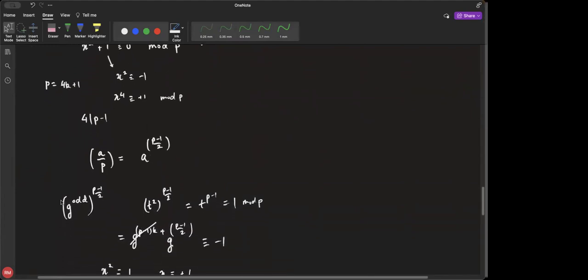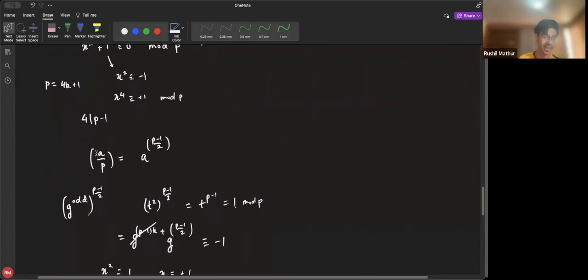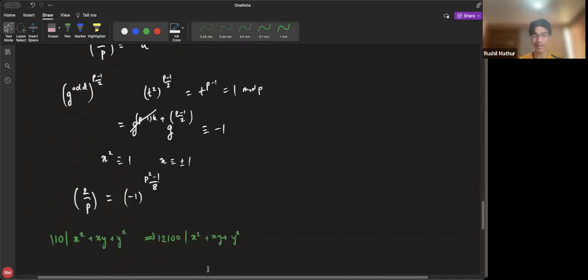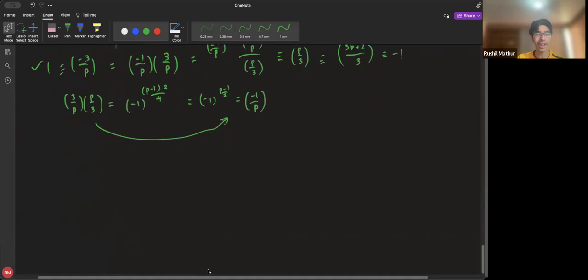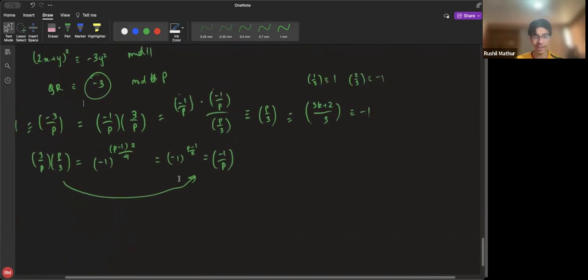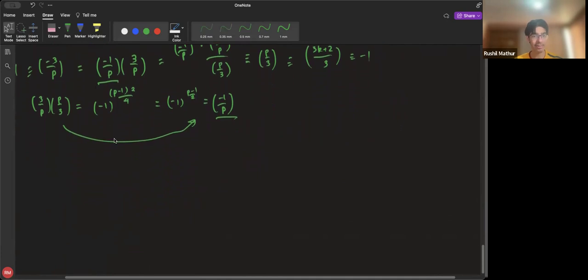Because if a is g to the even, where g is a primitive root, then you just get g to the p minus 1, which is just 1. And if it's g to the odd, then you get minus 1. So it's just something that works out. Or you can also notice that by Fermat's Christmas theorem, this is true. But that's not really the big deal here. It's also pretty lucky actually that this minus 1 by p exactly cancels out with this minus 1 by p. So that's pretty neat.